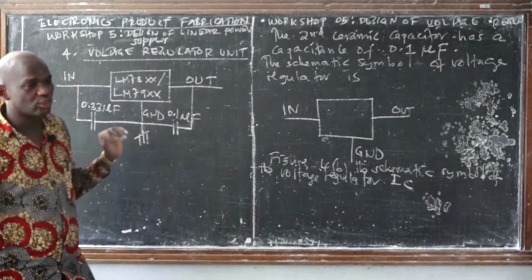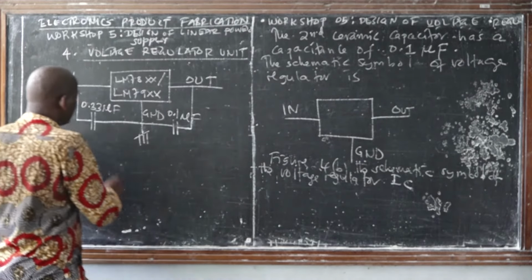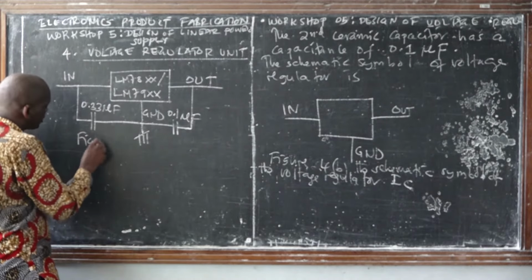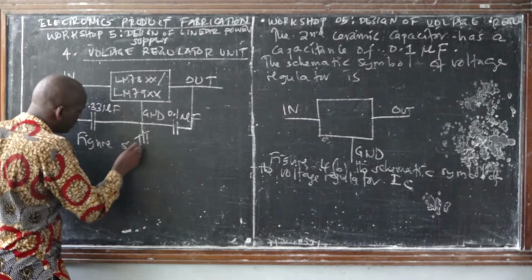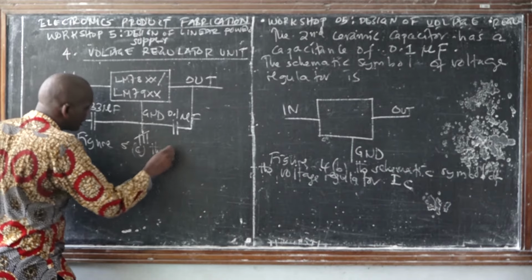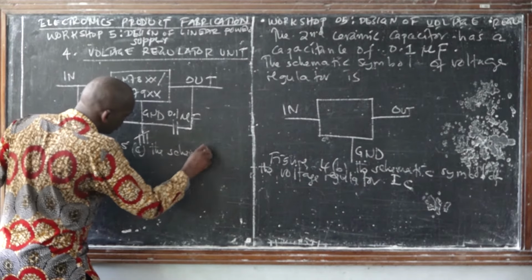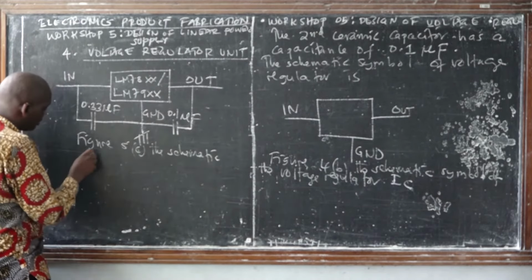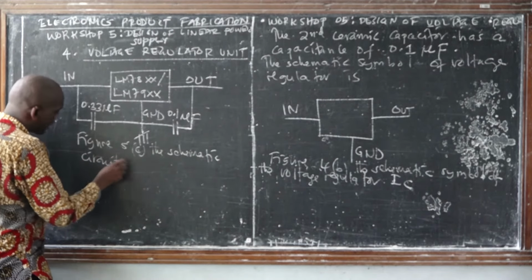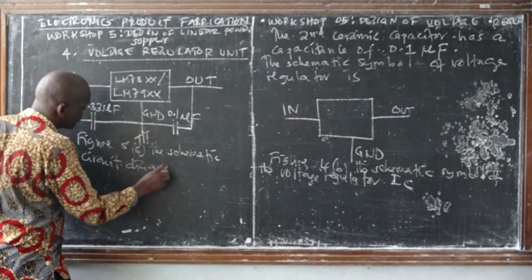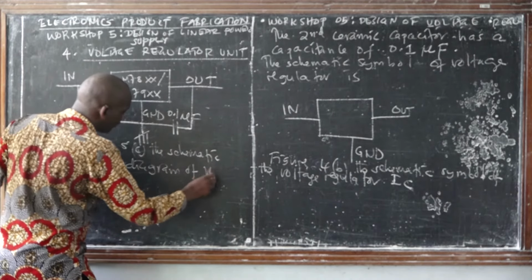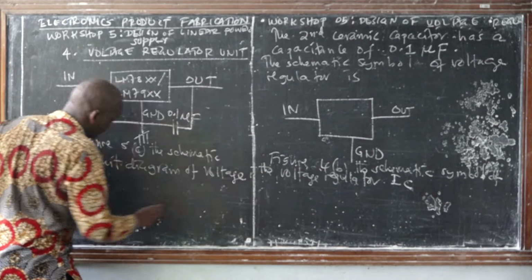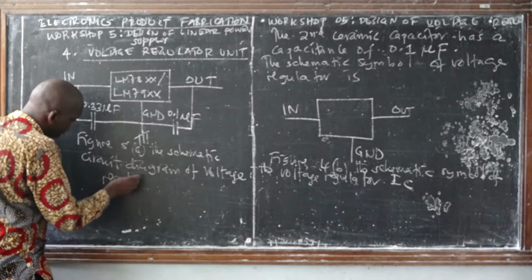So the next question is what the functions of these capacitors are. So this is figure 5C, the schematic circuit diagram of the voltage regulator unit.